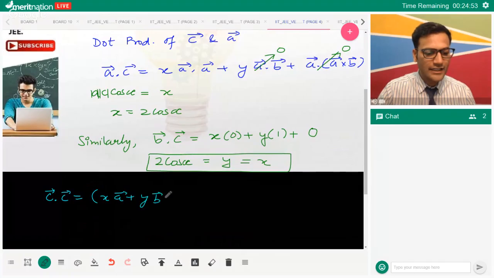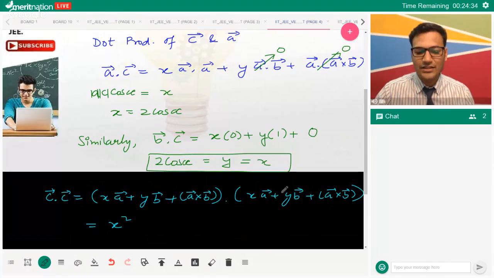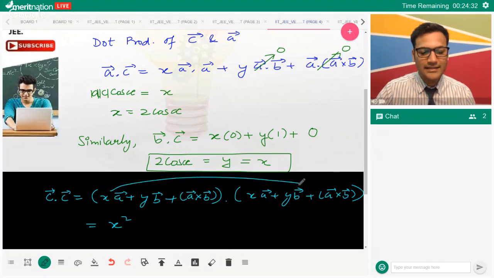So this is what we have. We'll take the dot with the same. And you already know how to sort of expand it. Right, if I'm taking the dot between this and this, I'll get x squared over here. This and this, A dot B will make it 0. Right? If I'm multiplying this and this, A dot B will make it 0.